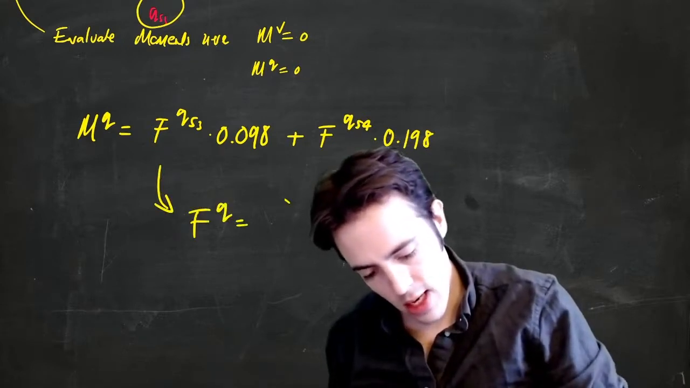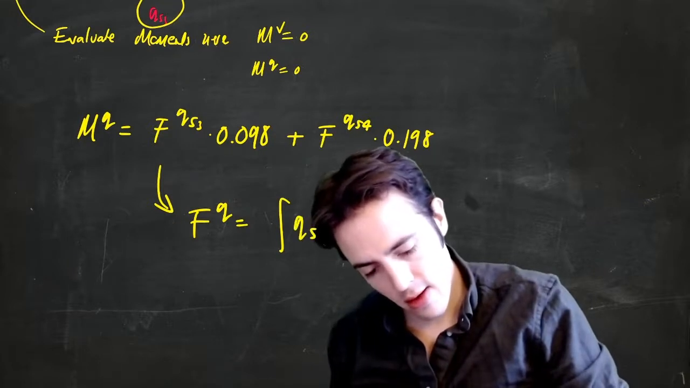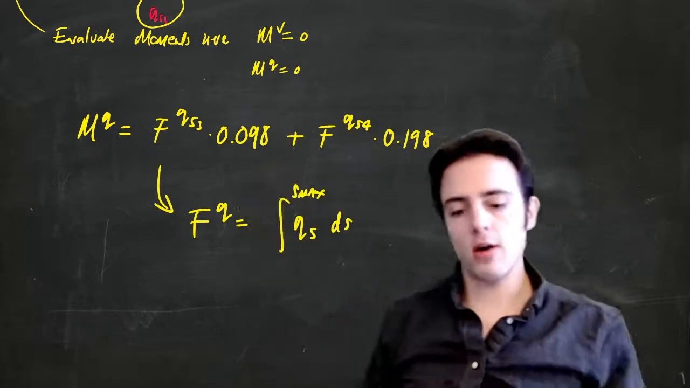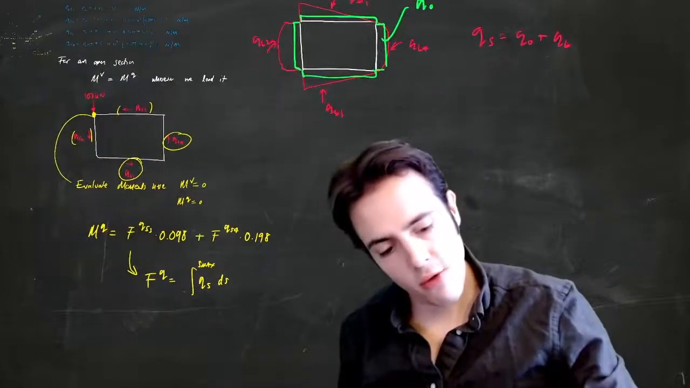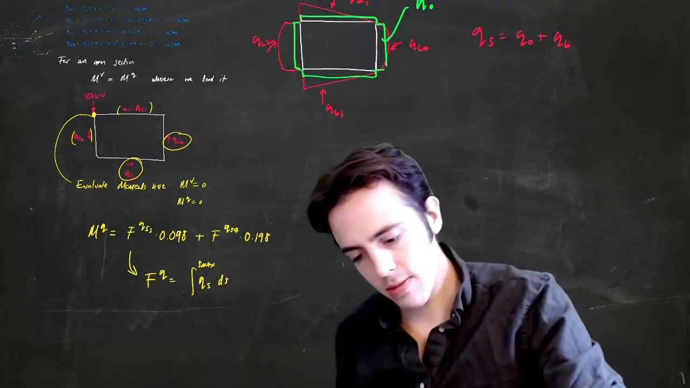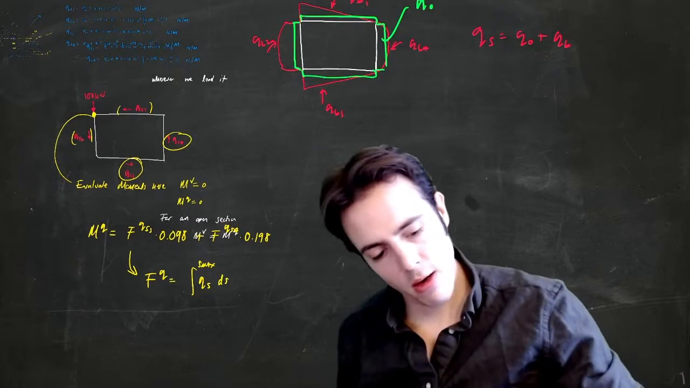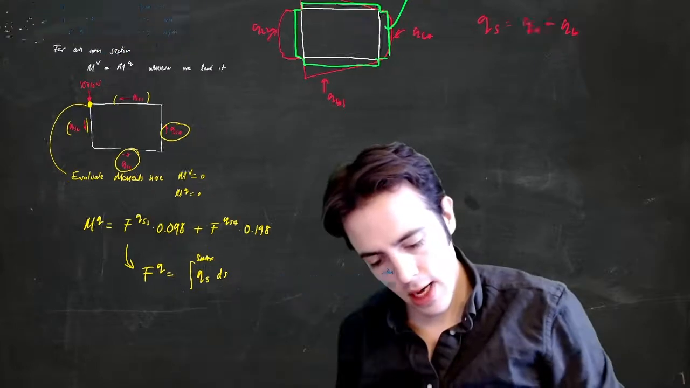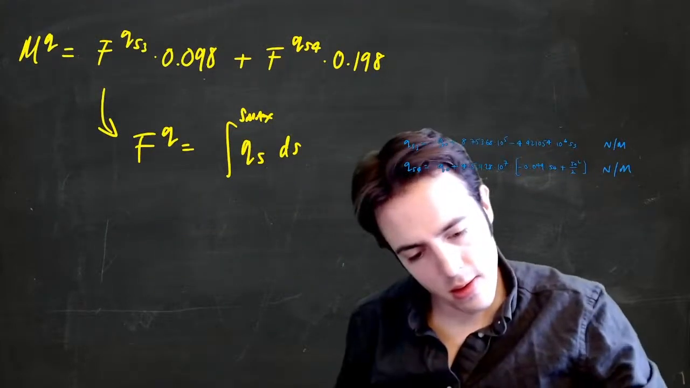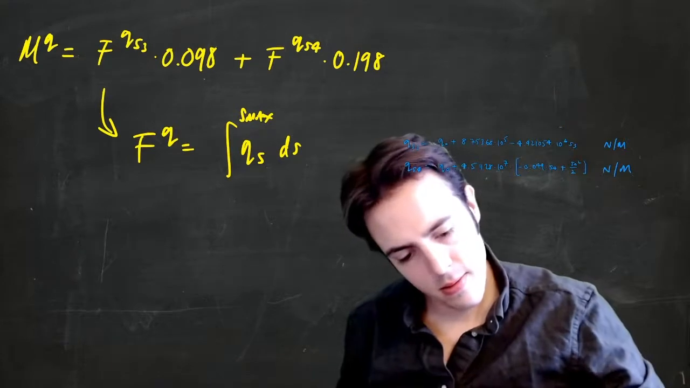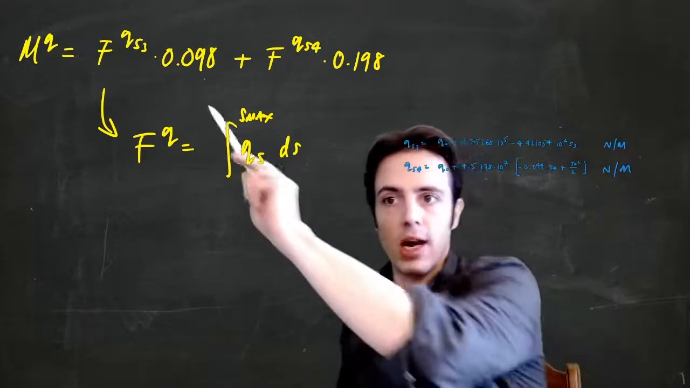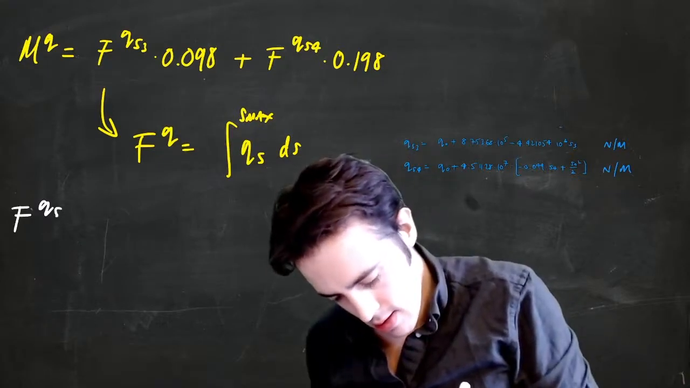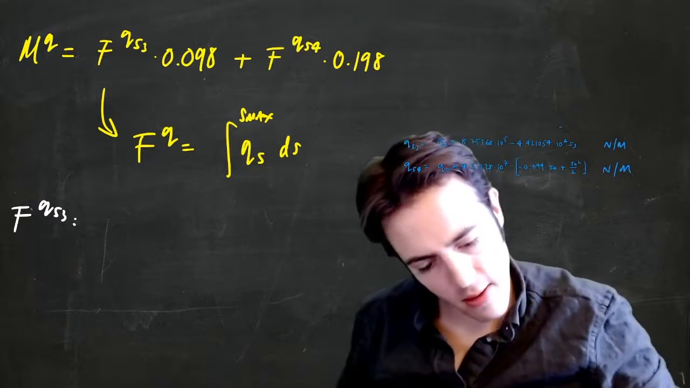We need to evaluate these two expressions, FQS3 and FQS4, remembering that FQ is equal to the integral of QS all the way along. So we now need these two expressions for 3 and 4. Let's copy the correct thing down. I'm trying to replace these in here, so I'm going to evaluate these two moments. We're going to do this first.